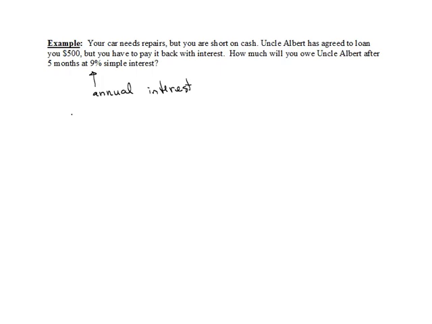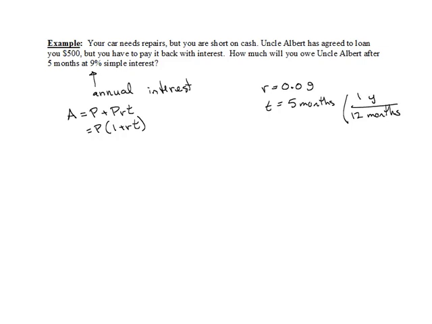So here we do amount afterward is equal to the principal plus the principal times the rate times the time. And again, you could factor out that P if you like. You certainly don't have to. Our R is our interest rate, and that'll be 0.09. T is the time in years. So we have 5 months. We convert that to years. There are 12 months in a year. And so we end up with 5/12 of a year.